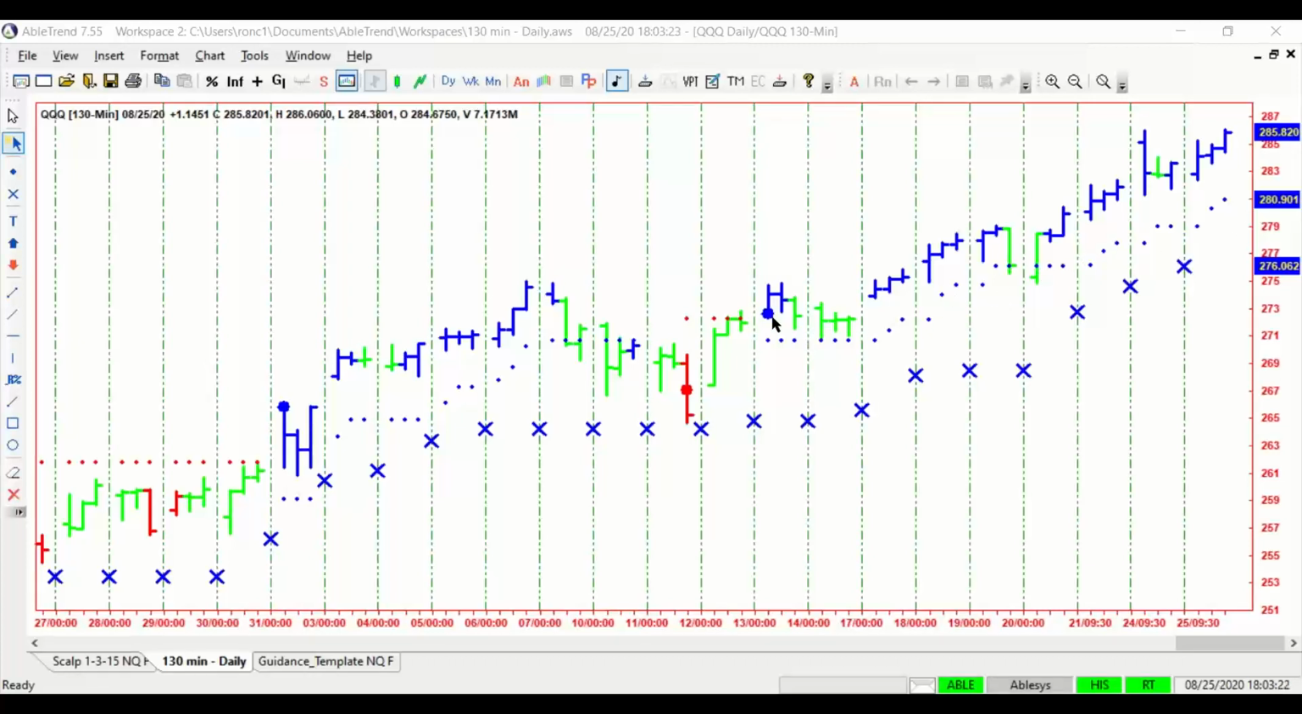Now, if you missed the beginning of the trade, so I missed the beginning, or I didn't have Abletrend then, or I'm using something else that isn't working well, where can I get in? Get in at the dots. Anytime the price pulls back down to the dots, that's a great place to get in.